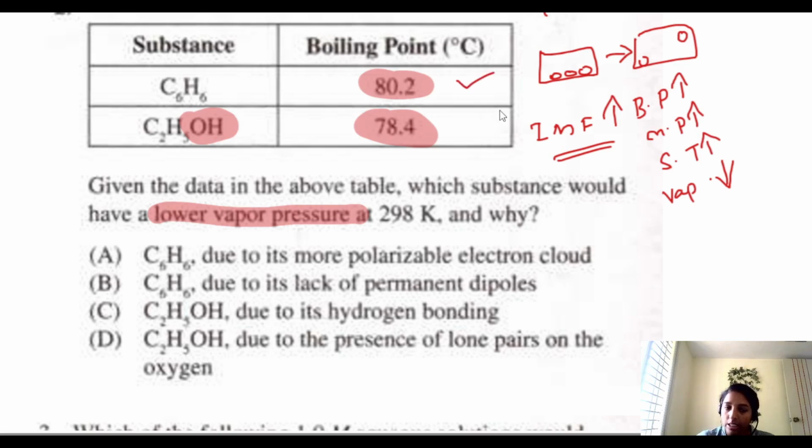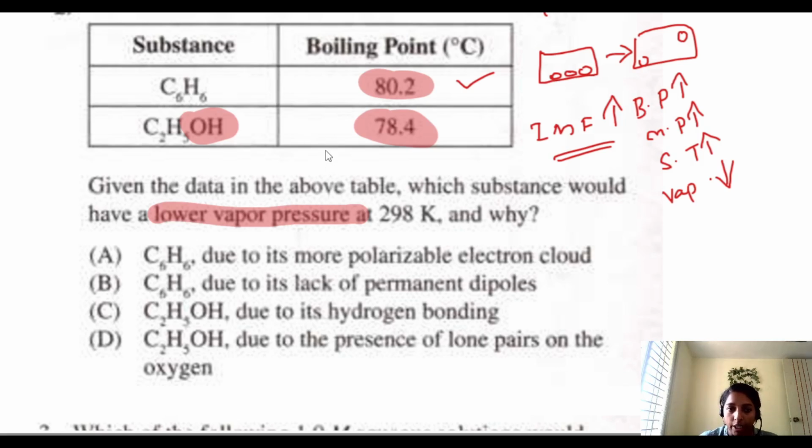C6H6 has a higher boiling point, so definitely the IMF will be higher for C6H6. So definitely its vapor pressure should be lower. Why is it so? C6H6 is a hydrocarbon, it's even non-polar. Then how is it possible? You may think like that.